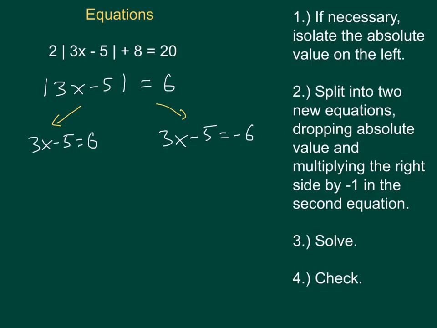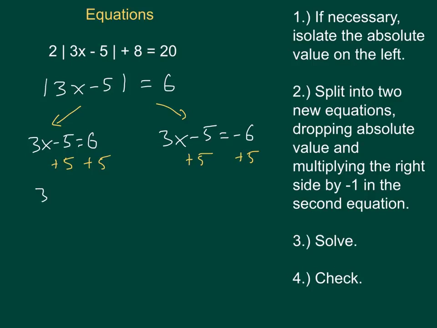If 3x minus 5 as a group is either 6 or negative 6, its absolute value will be positive 6. So that's why we do the split. Now we just solve each equation. You can see that we're just going to add 5 a bunch of times actually.